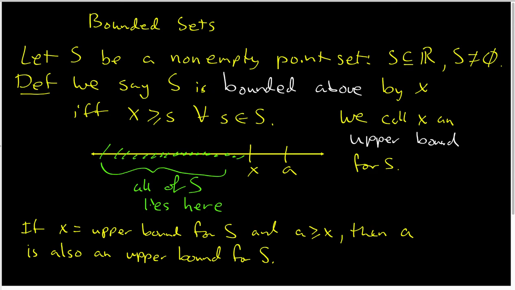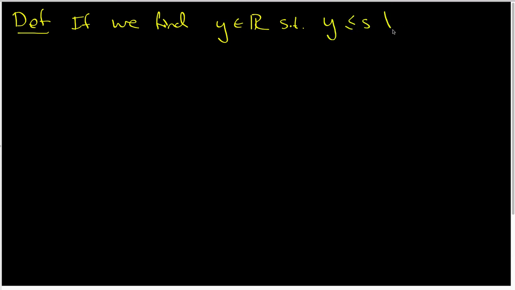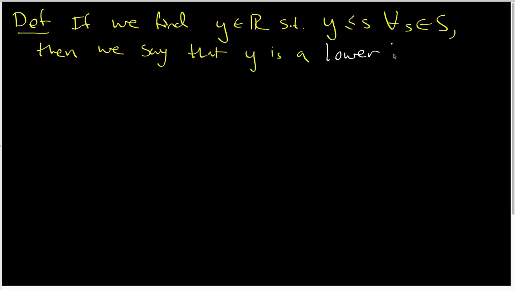Well, there's nothing special about bounding stuff above, so let's look at a second definition. If we can find a y inside the real numbers such that y is less than or equal to little s for all little s inside set S, then we say that, first of all, y is a lower bound for set S, and we also say that S is bounded below. Let me highlight that as well.